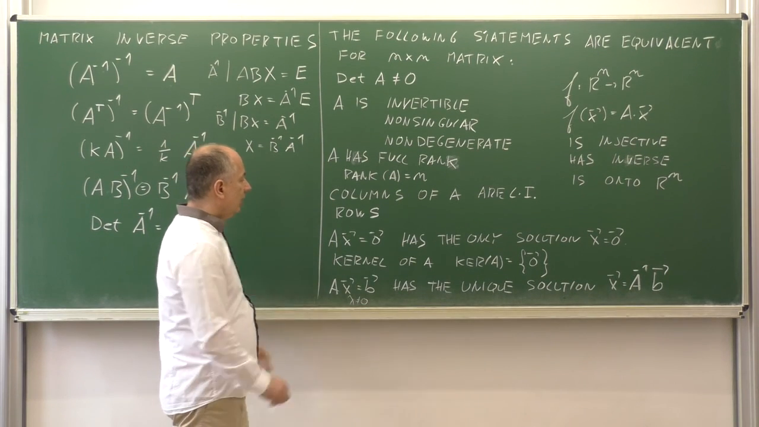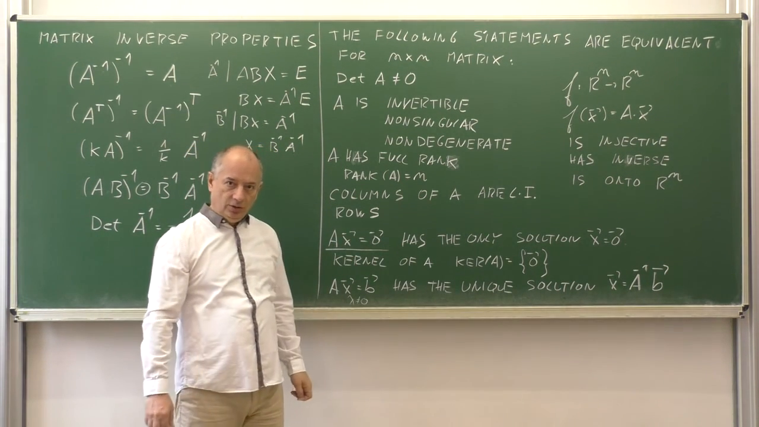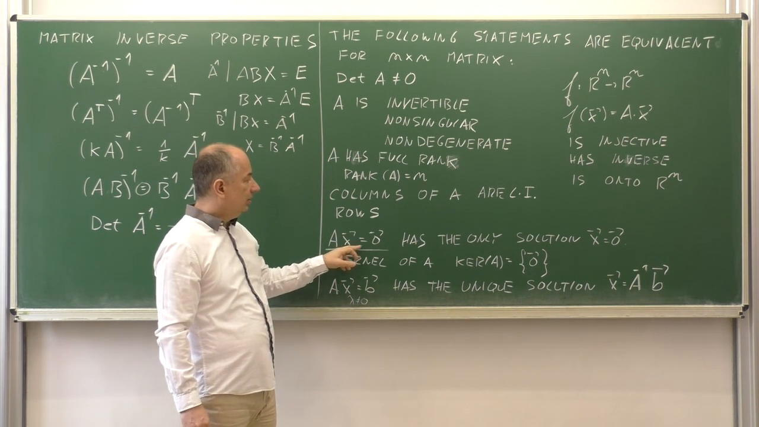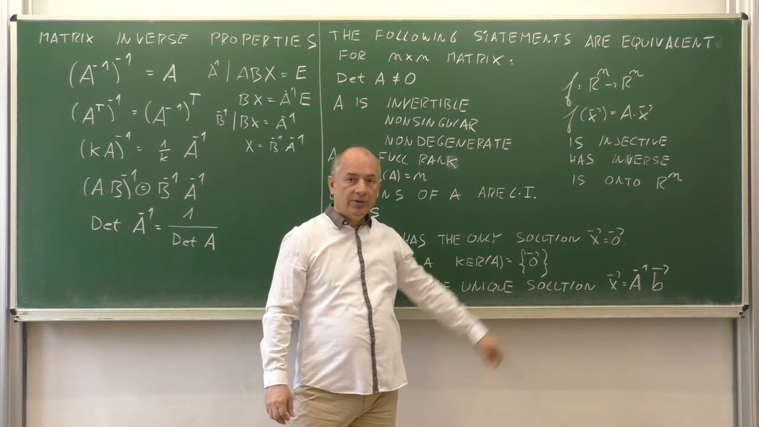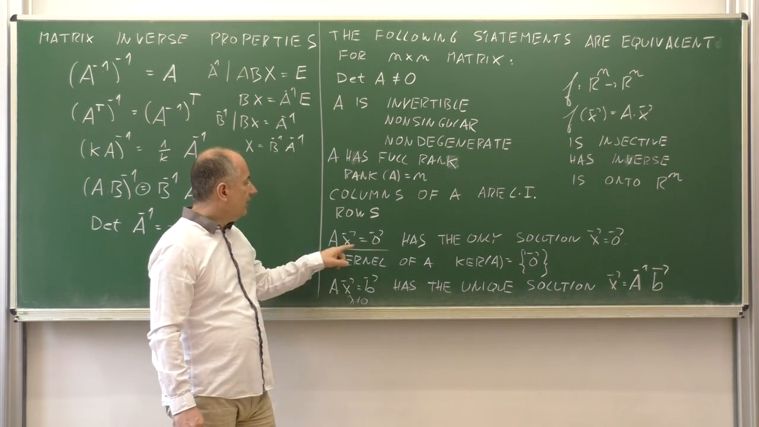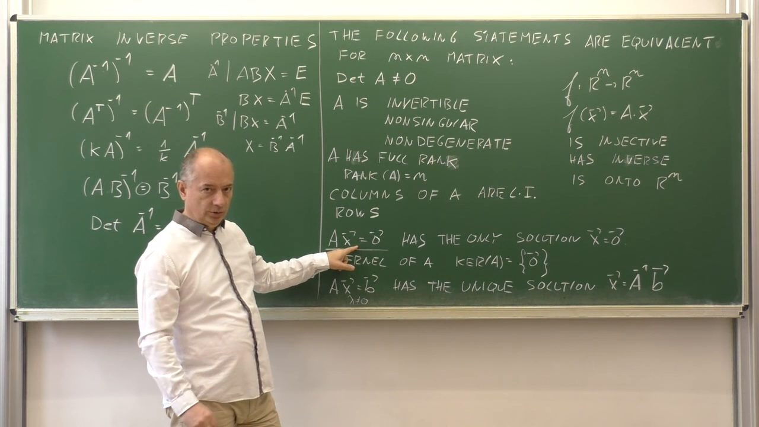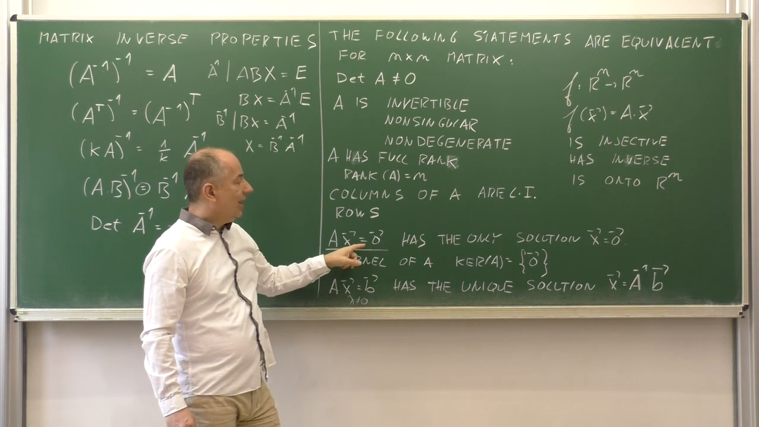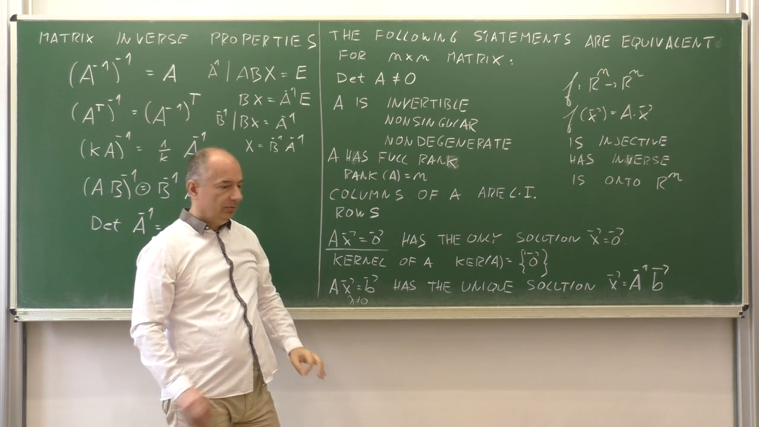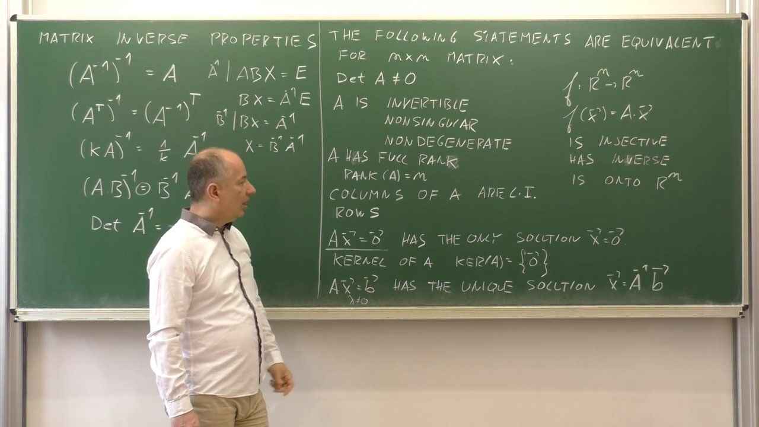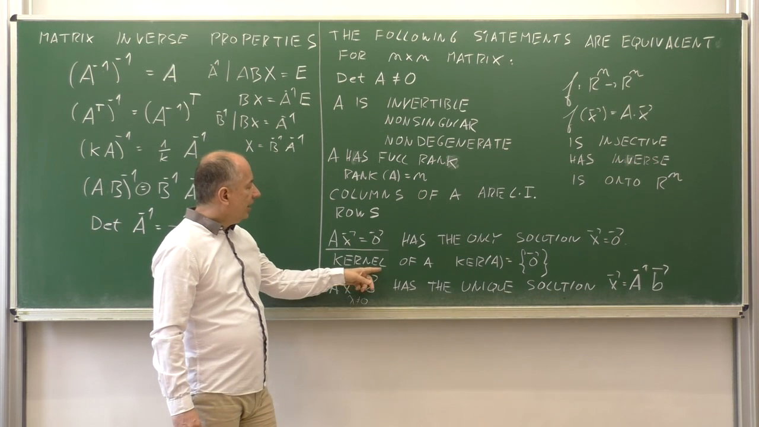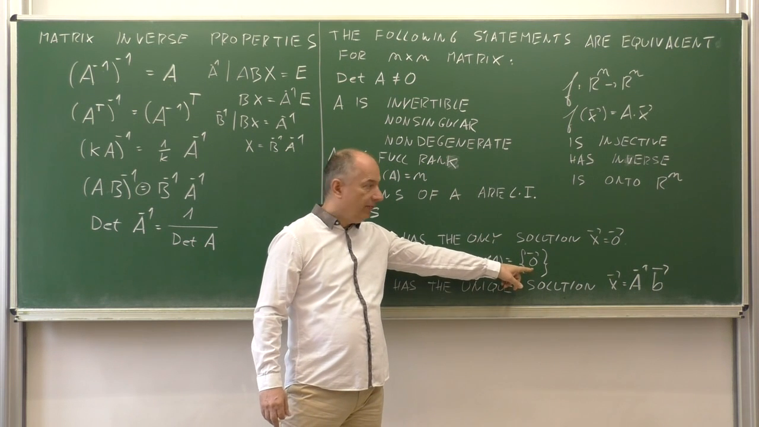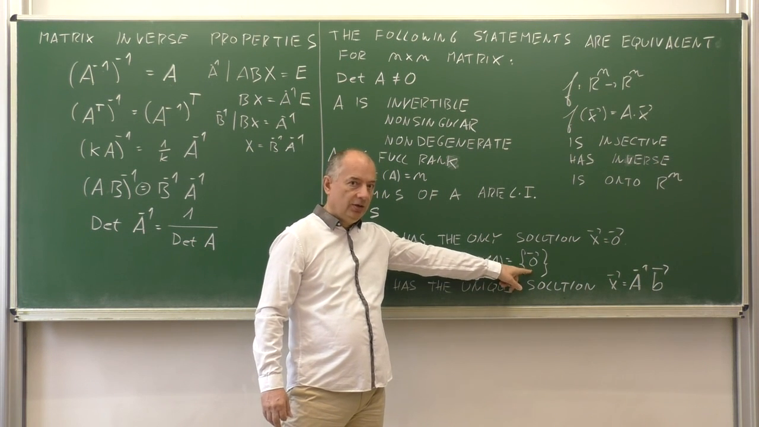For a matrix A, we can consider the set of equations Ax is 0. And if the determinant is different from 0, then this equation has the only solution x is 0. Such an equation always has the 0 solution. But when we have the regular matrix, determinant different from 0, then 0 is the only solution, nothing more. This is equivalent to saying the kernel of the matrix A, denoted by ker, is the set having just one single element, the 0 vector.